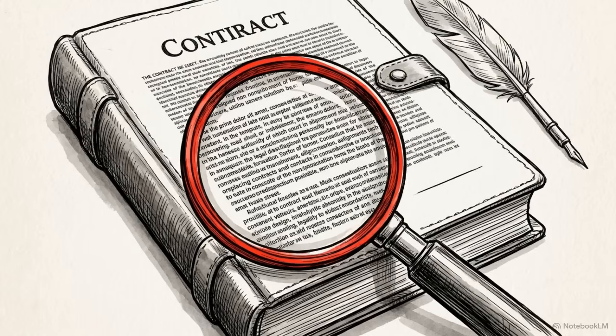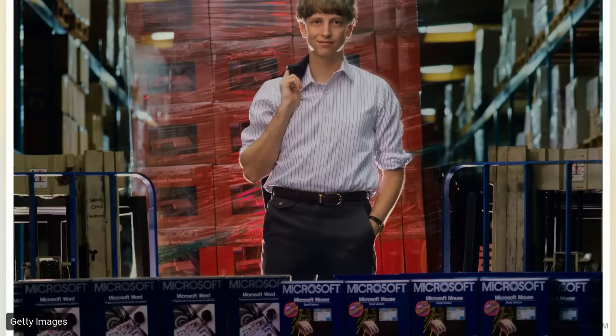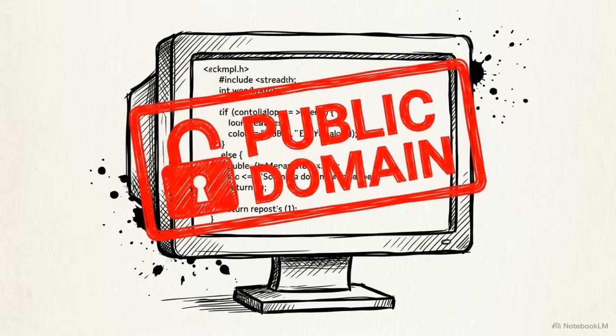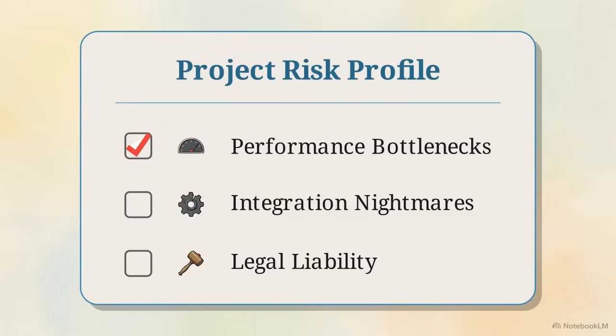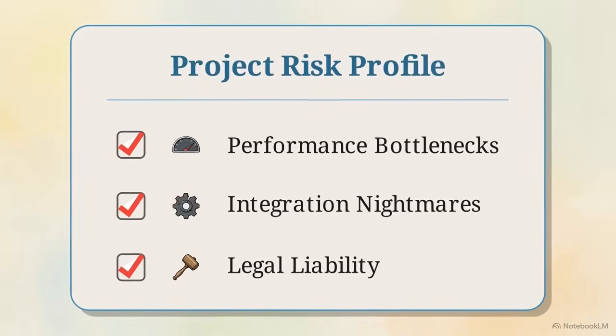Then there is the legal liability. Open source licenses carry strict, often overlooked rules about how you handle intellectual property. If you link your code to an RTOS with the wrong licensing terms, you may be legally forced to open source your proprietary code, giving away your company's core intellectual property for free. This scorecard highlights the true cost of a bad decision. Between performance bottlenecks, integration nightmares, and legal liability, selecting an RTOS is a critical business calculation that dictates whether your project survives.